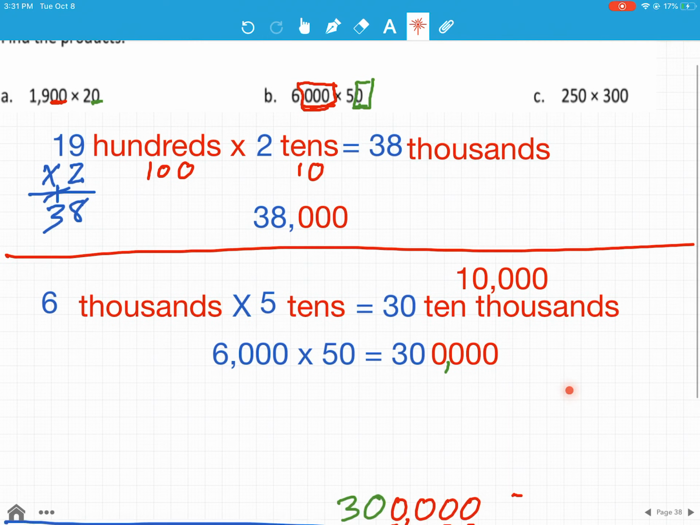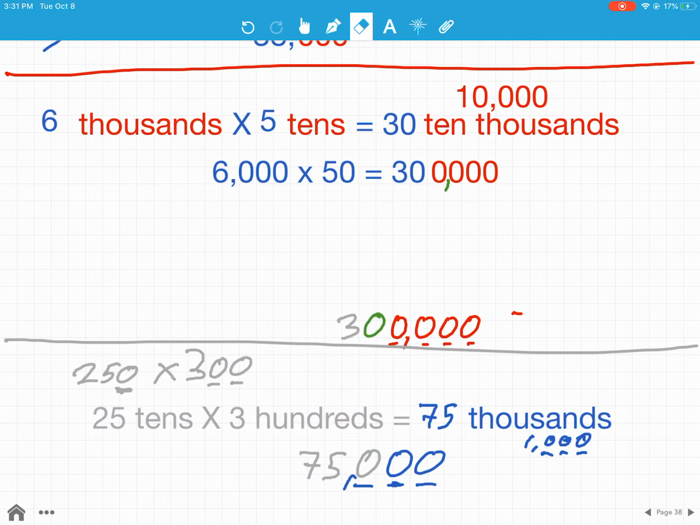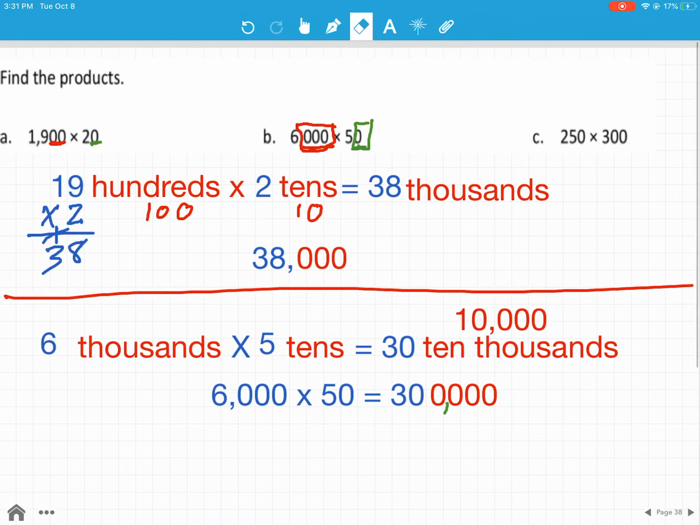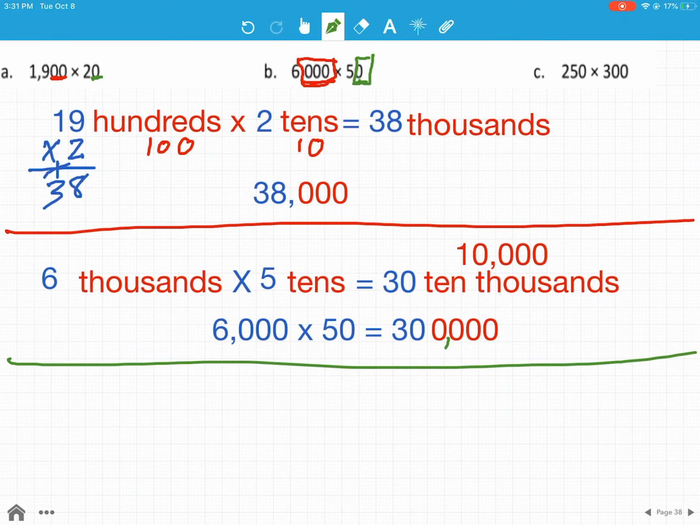All right, so next we have 250. Oops, our answer is already here, so I'm going to erase it. No! Again, this is my second time doing this. All right, so we have 250 times 300.